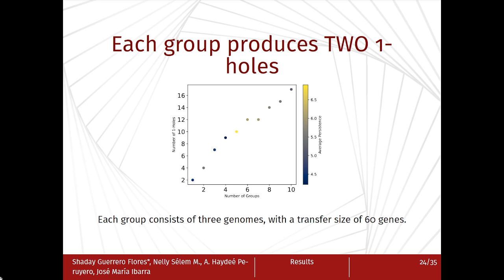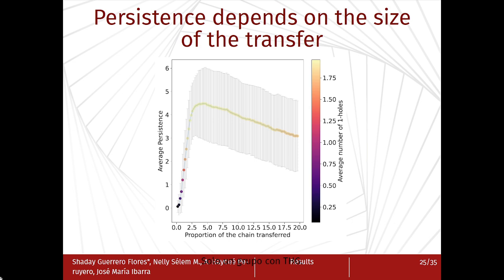So now, when we change the length of the horizontal gene transfer, the persistence of the one hole changes. We have this figure when we move the length from 0% to 20% of the length of the sequences, with two transfers.